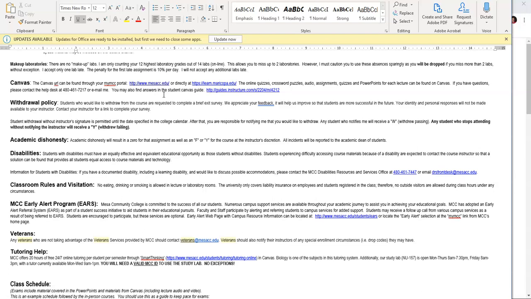If you have a disability, you can register at disability resources and you can get special accommodations. It has to be documented. I have to get an email from them.